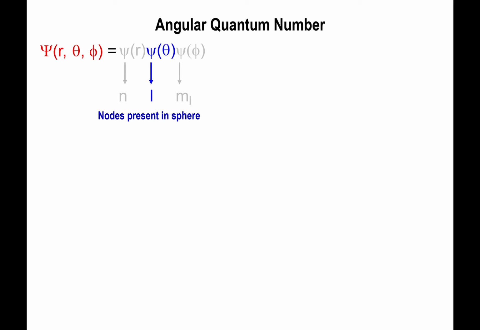And if you think about a sphere, initially you could have a sphere and that particular sphere doesn't have any nodes. Because of that, the value of L will have to equal 0, meaning that it doesn't have any nodes. But we also do refer to this field as the s orbital.